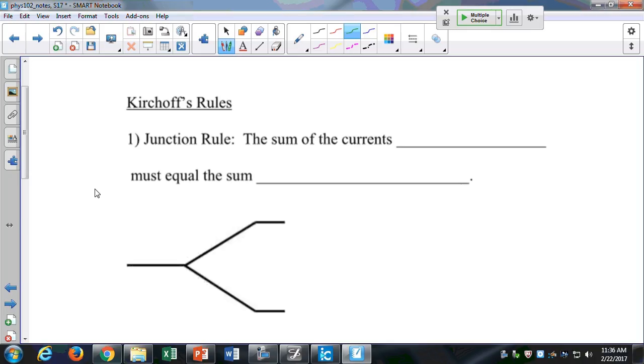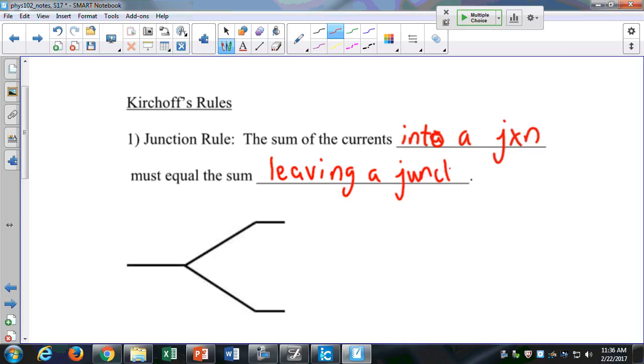So we have 2 rules. We've already seen them, but let me just reiterate. We have the junction rule: the sum of the currents into a junction must equal the sum leaving a junction. That's my abbreviation. I'll write it out here. So for example, this is my current going in, and these are my outgoing currents, I1 and I2.